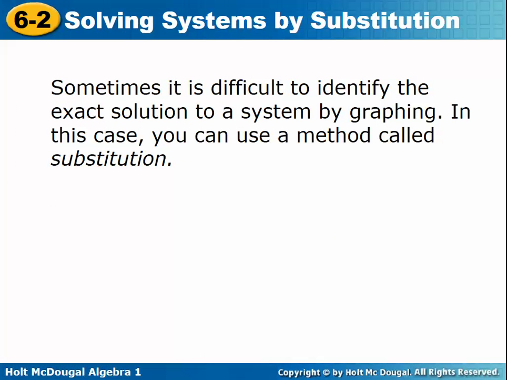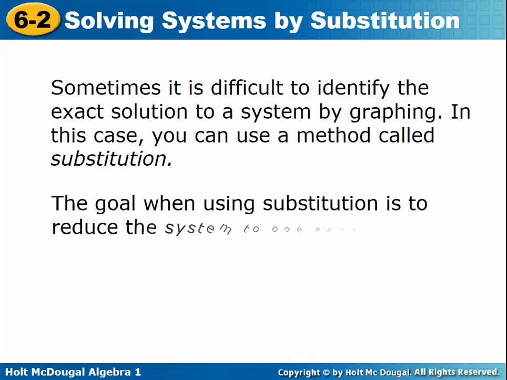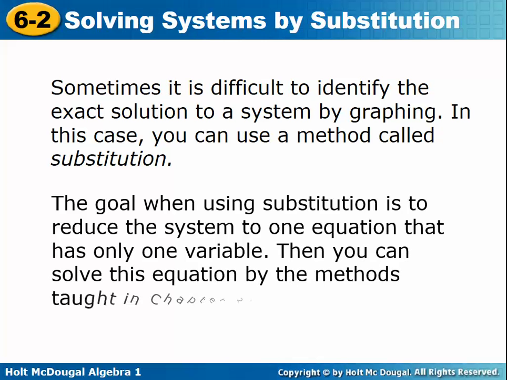Sometimes it's hard to find an exact solution by graphing. It might be a decimal point, or the equations are not set up for graphing. They're not real nice equations. In this case, we can use a method called substitution. So we're going to be solving with algebra. The goal when using substitution is to reduce the system to one equation that has only one variable. And then we can solve the equation by the methods that you learned already on how to solve equations.